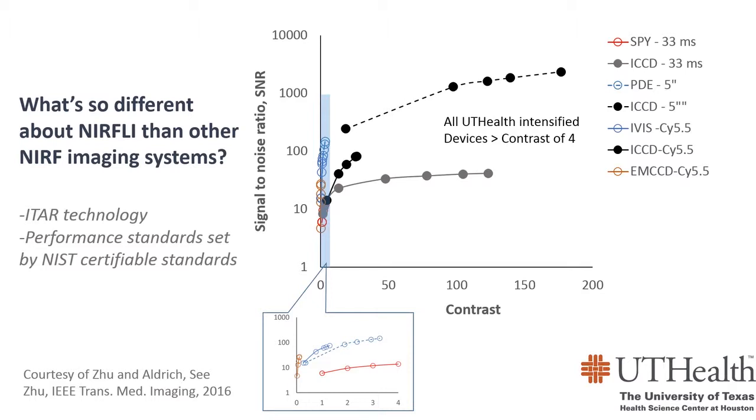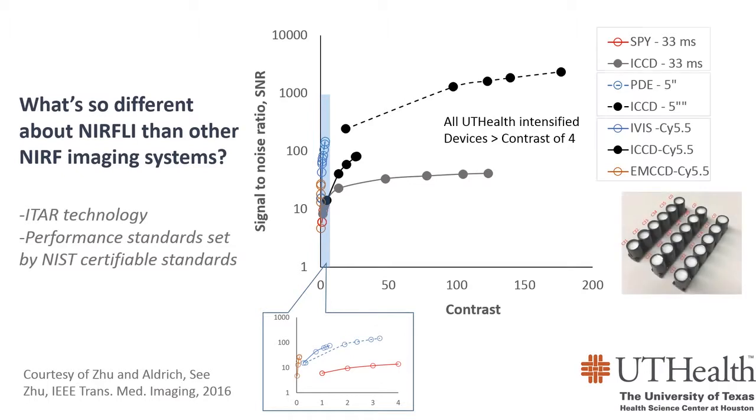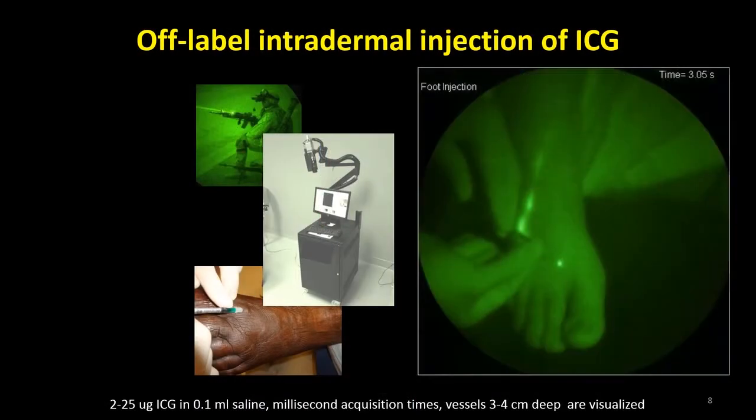So we use this technology, and we develop our camera systems using phantoms that we've developed with NIST so that we can certify the performance of our systems. And that seems to be the reason why we have this differential performance. This is how you do it.